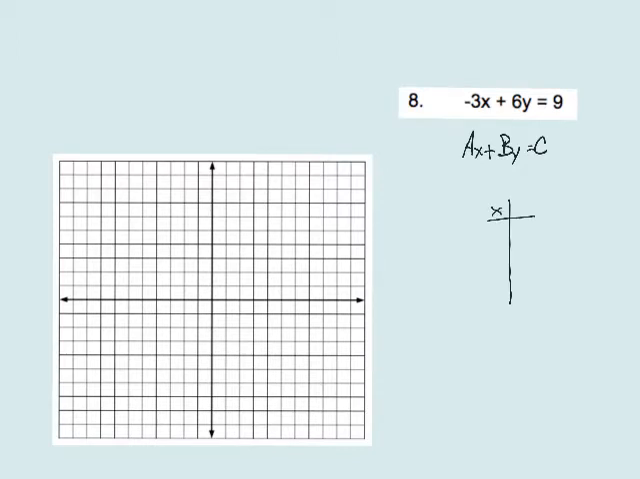So we'll take x and y, but we'll put a 0 in for x and we'll also put a 0 in for y. And what that means is I'm going to take this 0 here and put it in for x. And when I do that, negative 3 times 0 is going to be nothing. Now I've got 6y equals 9. I'll divide both sides by 6, and y is going to equal 9/6.